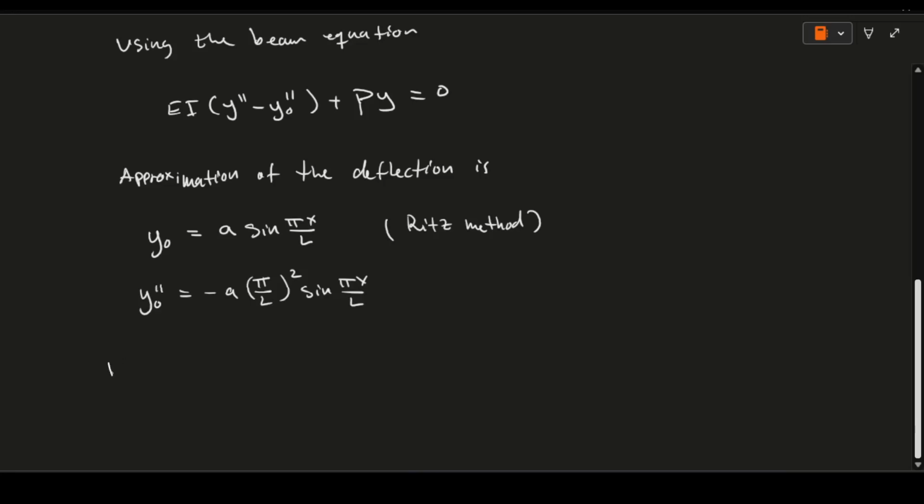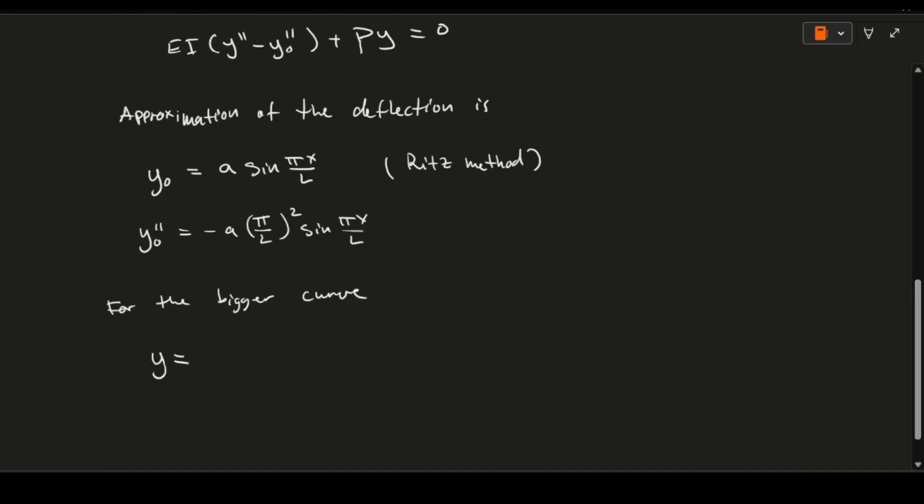For the bigger curve, we can use a similar approximation, and use that y is equal to, instead of a, we can use b sine pi x over L. And again, this becomes minus b pi over L squared sine pi x over L.